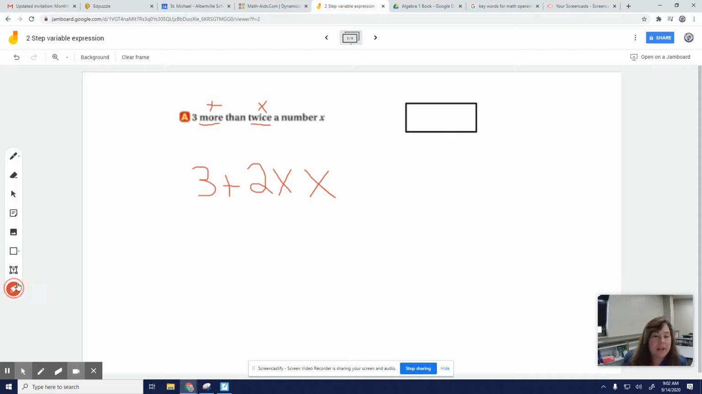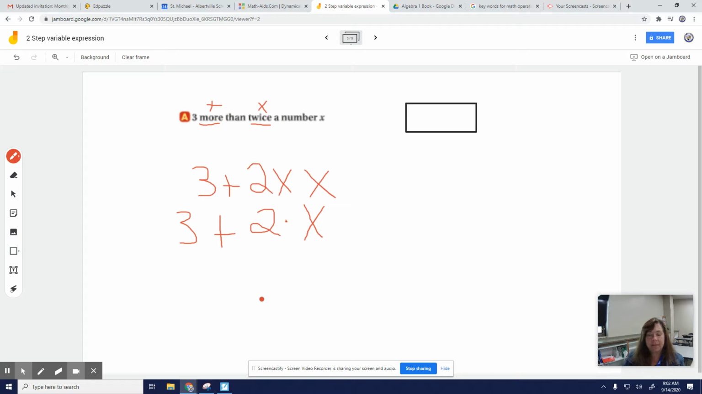Now when I look at that 2 times the number x, that's really confusing because what I'm seeing is 2xx. Not quite sure what that means. Well, mathematicians are lazy. They don't like to do extra work. So let's see if we can simplify this down. We could put a dot in there, 2 dot x. That would be one way of writing it. Then it's not quite as confusing, 3 plus 2 times x.